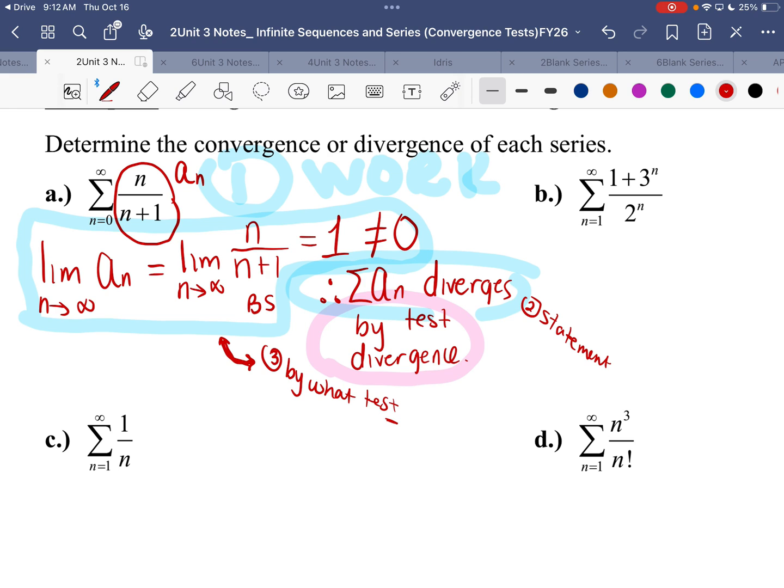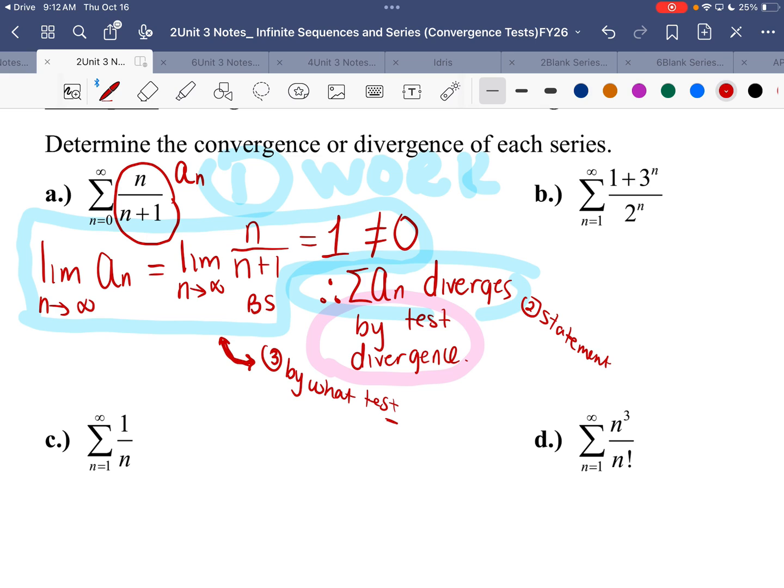If you're saying you're using the test for divergence in part 3, you should be doing the test for divergence in part 1. If you're saying you're using the ratio test, you should have shown me you did the ratio test. Juliet? What is the trinomial again? Therefore.